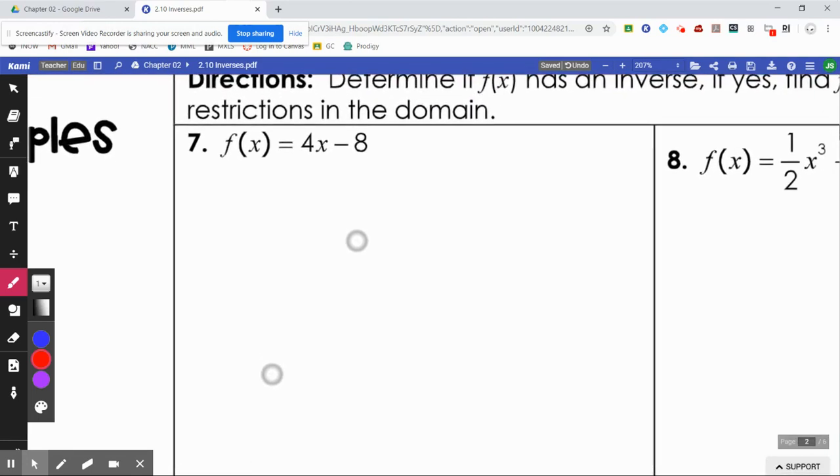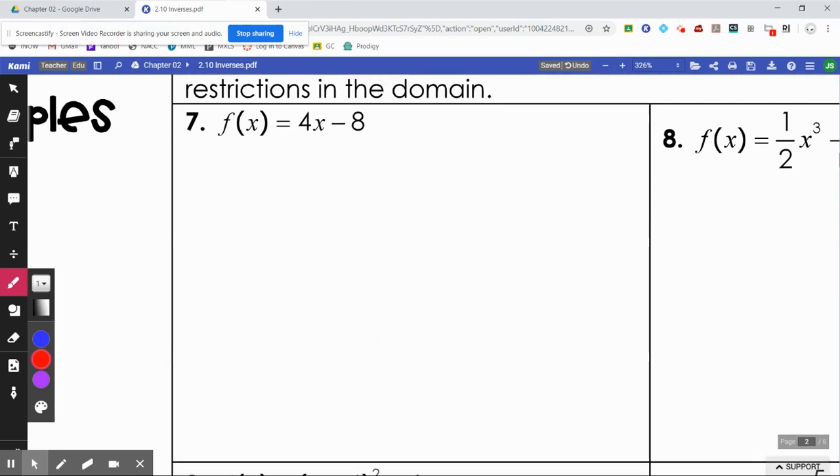So let's zoom in. And again, step number 1, we're just going to simply write this as y equals 4x minus 8. And the only reason we do that is so that we can switch our x and y. The inverse of this would be x equals 4y minus 8. Again, we're switching up our inputs and our outputs. We then simply solve it for y. So to solve this for y, we're going to move our 8 over, and that's going to be x plus 8 is equal to 4y.